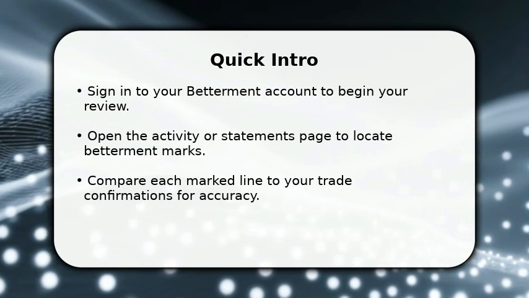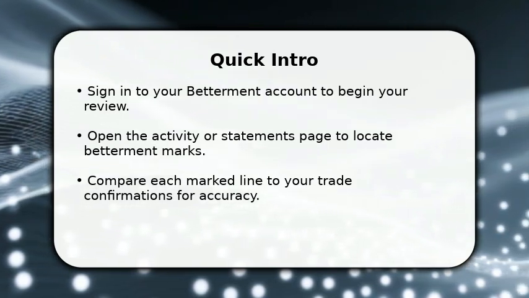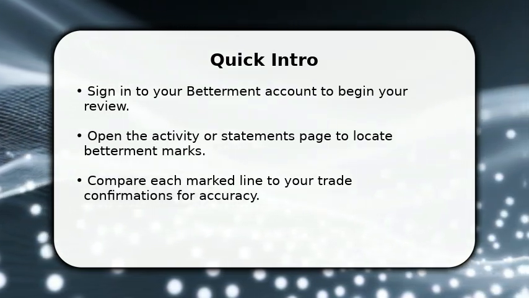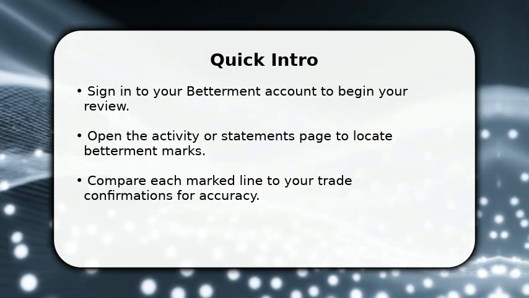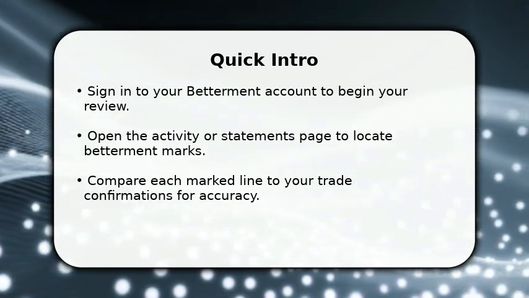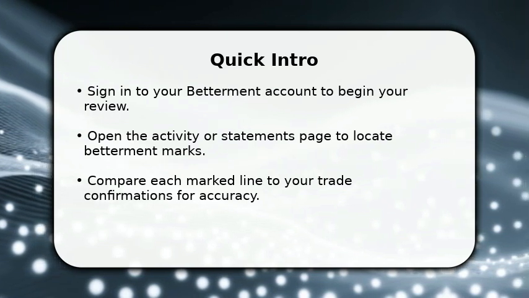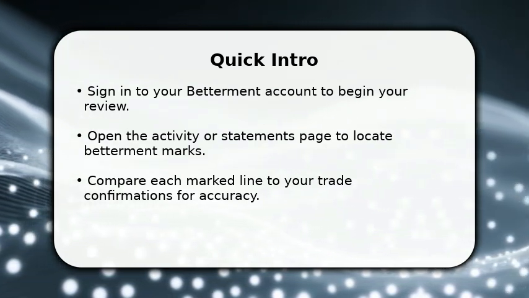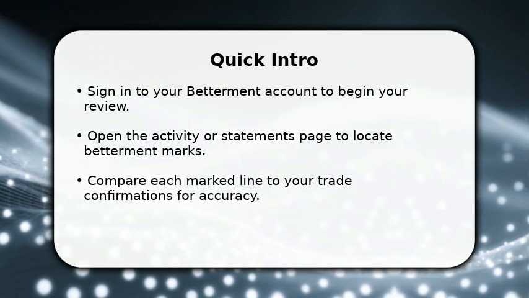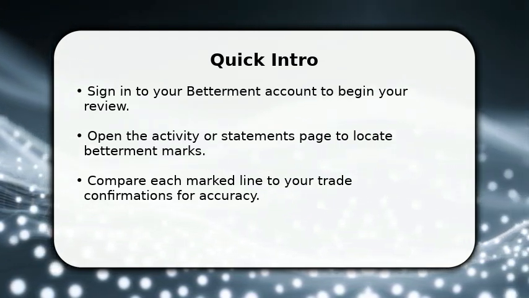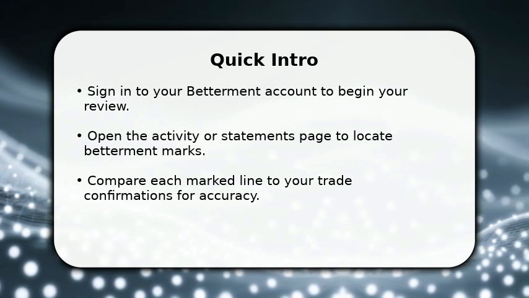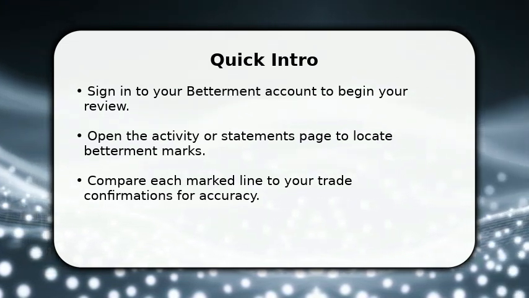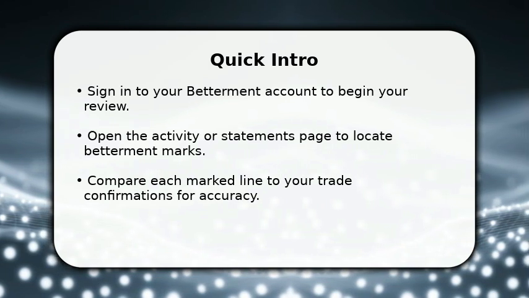In this video, I will explain how to check Betterment marks, an easy guide. Open your Betterment account and sign in, then go to the Activity or Statements page and choose the relevant date range. Use filters to show adjustments or marks, then examine each marked transaction line by line. Compare amounts, timestamps, and descriptions to your trade confirmations, and flag any differences so you can follow up with support efficiently.